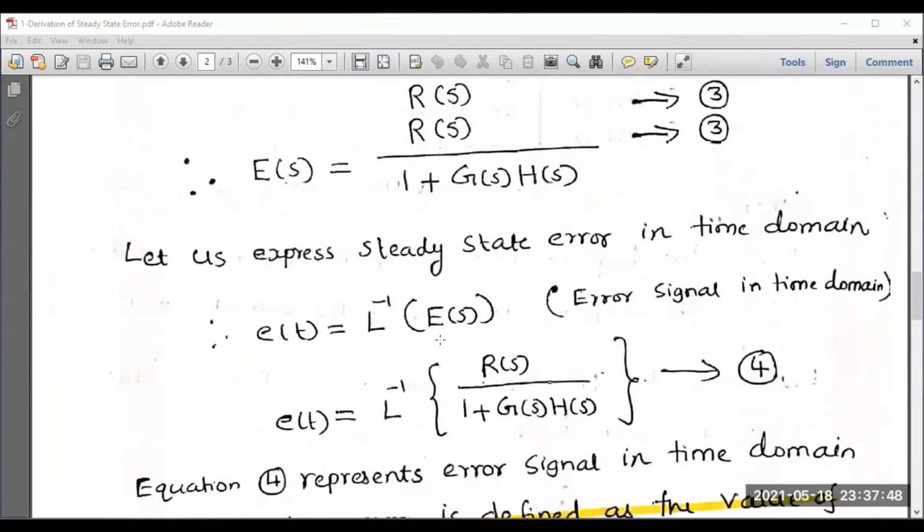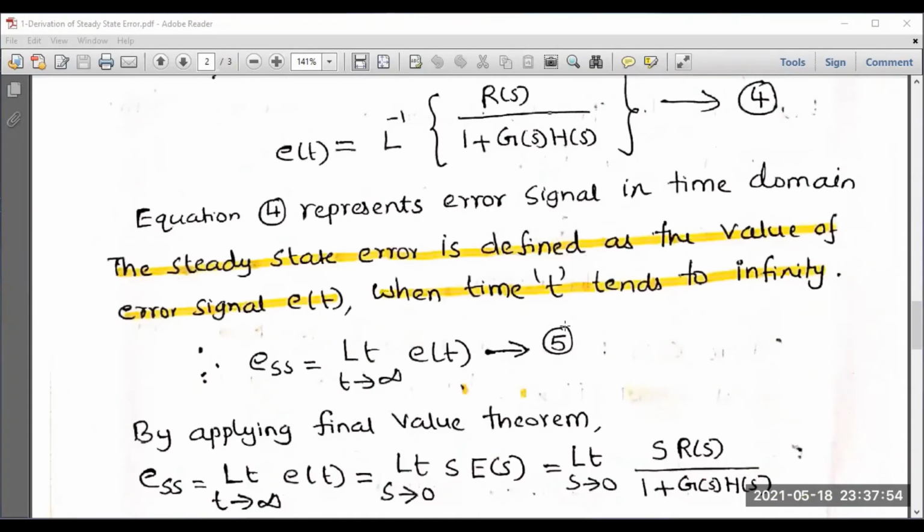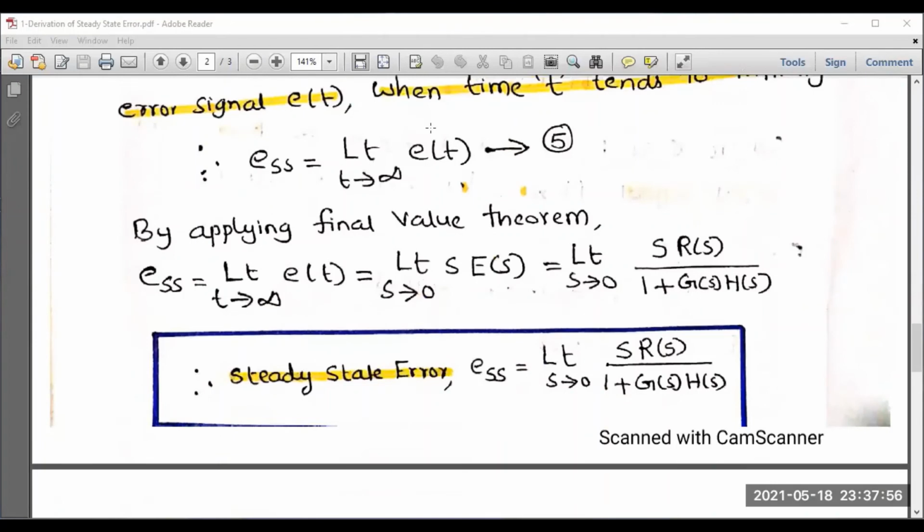Okay, what is the value of E of s? See, E of s is available here. E of s equal to R of s divided by 1 plus G of s into H of s. It is very clear. So what you will do is, by applying the final value theorem, I can modify this equation into limit s tends to 0 s into E of s.